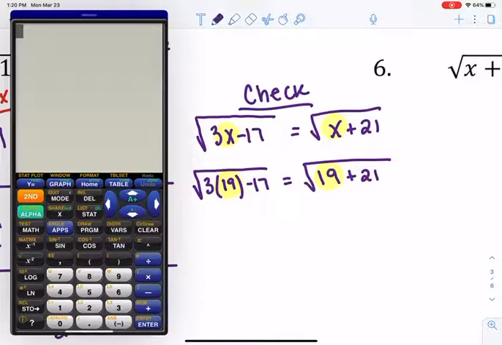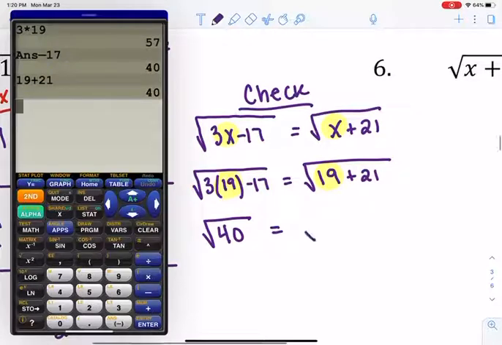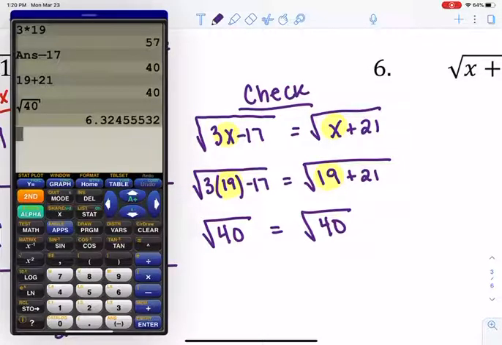And now we'll just start to simplify. So 3 times 19 is 57, minus 17 is 40. So this leaves me with the square root of 40 is equal to the square root of 19 plus 21, so that's the square root of 40. So we can keep going here because I know the square root of 40 is going to be the same on both sides, but that's about 6.32. So these work, and check.